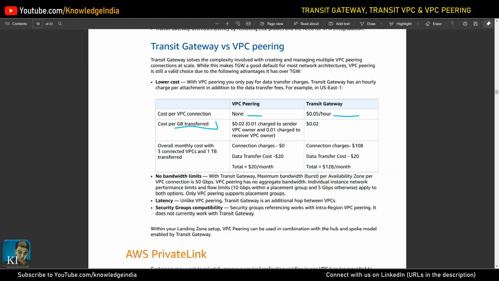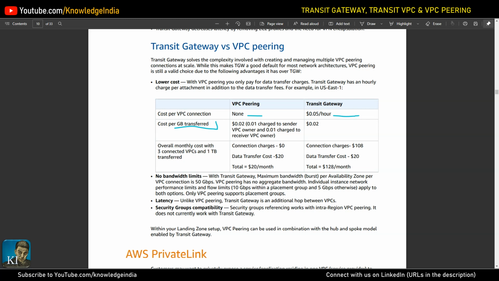Overall monthly cost, so there is a comparison given here, of course, which you can look at. So if you do not have a very complex network where you have so many VPC connections and you are able to effectively manage with peering, then it's okay, you can just let it run with VPC peering itself, right? When it is becoming mesh, that's where Transit Gateway helps you a lot.